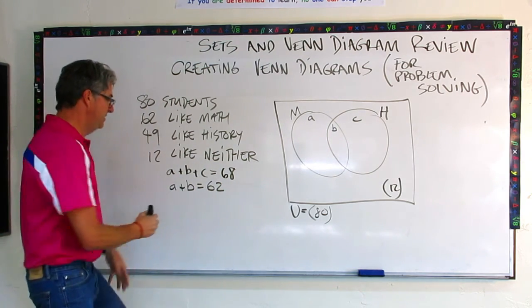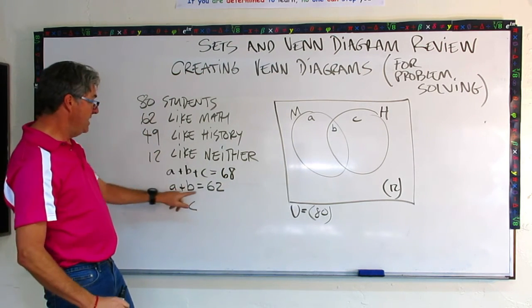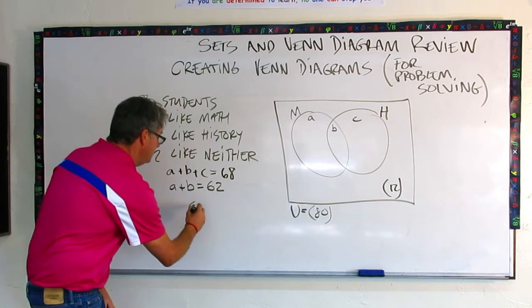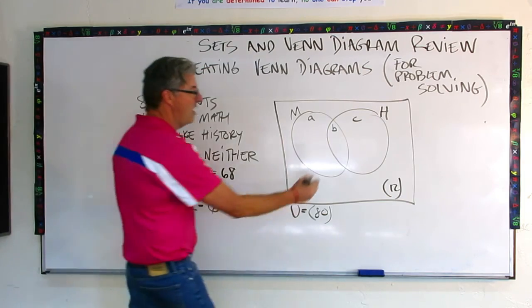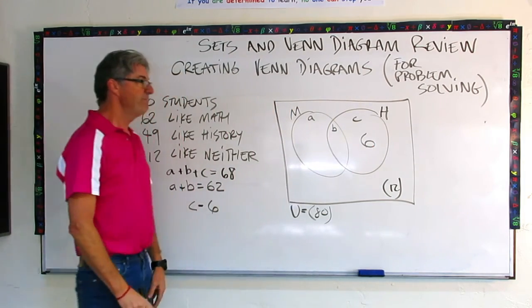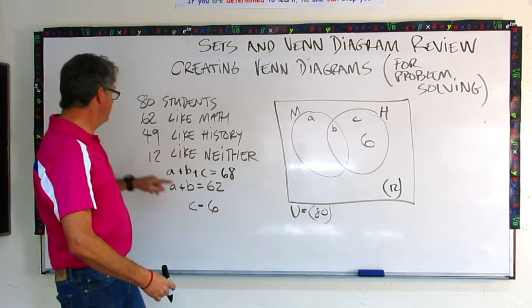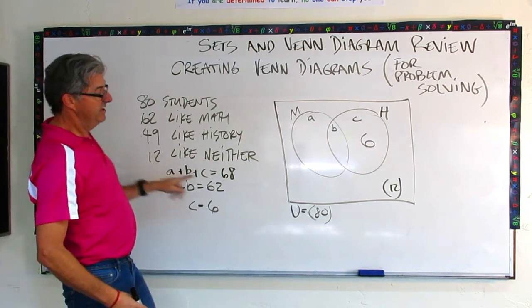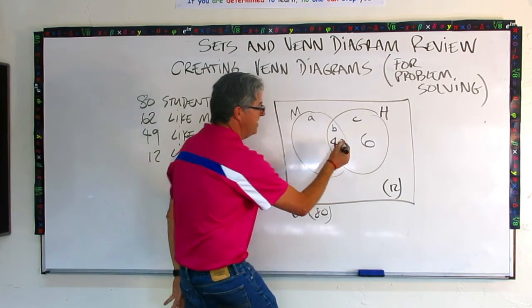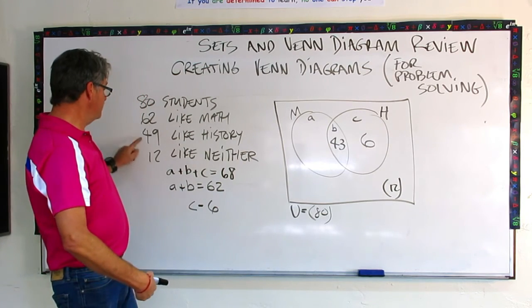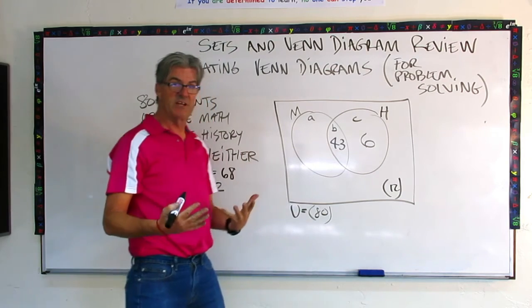Now that leaves C. If A plus B plus C is 68, and A and B are 62, then that's going to leave 6 left over for C. And that we can throw on our Venn diagram right there. Okay? Now we can work our way across. Since I know history is 49, if 6 of them are here, that means 43 have to be right there. Okay? So that gives us our history total, 49. 6 like history only, and 43 like both history and math.